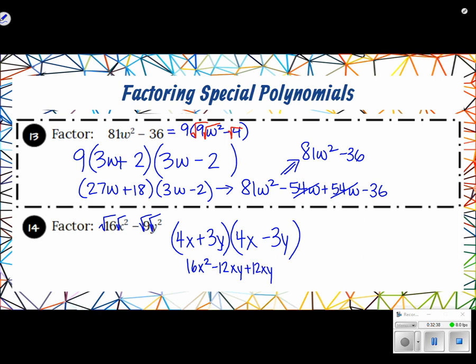Again, I like my variables in alphabetical order. 3 times negative 3 is negative 9. Y times y is y squared. These guys cancel, and we're left with 16x squared minus 9y squared. And that is what we started with. So don't let the double variables scare you. It's going to be okay. It'll take care of itself. Just make sure you're doing what we've been doing, taking square roots. That's all.